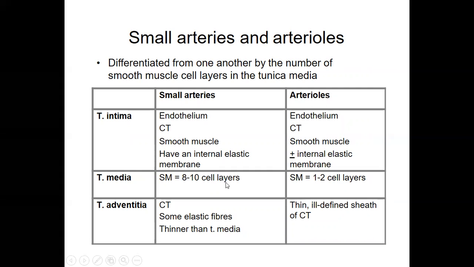So you can see here, most of the time the name of the artery is based on the character of the tunica media. And then the tunica adventitia contains connective tissue for the small artery, with small elastic fiber, and is thinner than the tunica media. In the arterioles, it is a thin, ill-defined sheet of connective tissue.